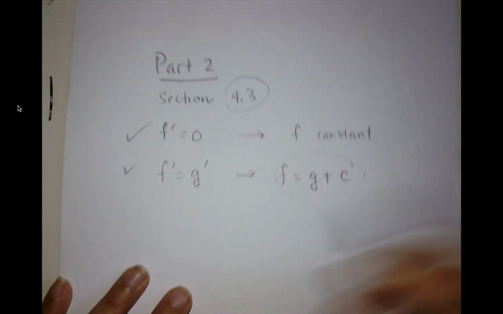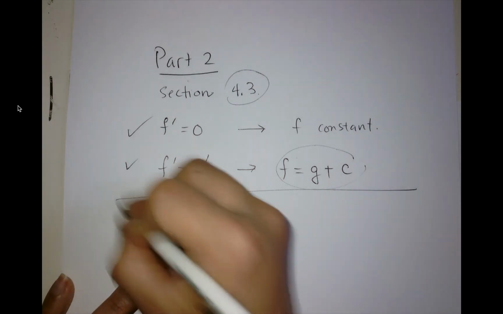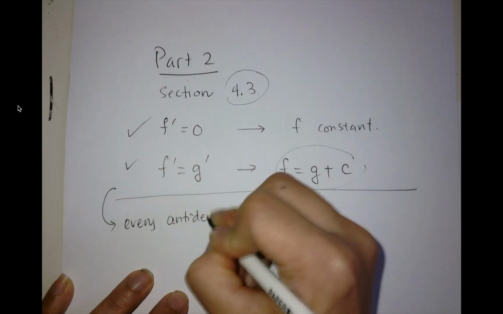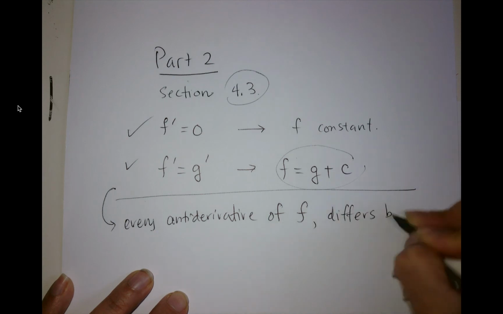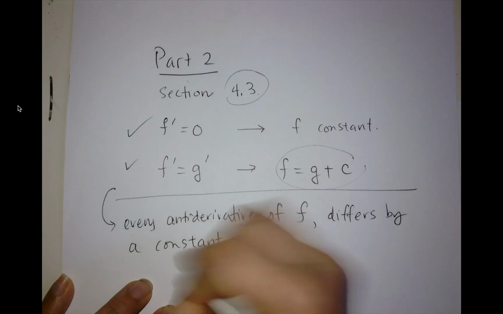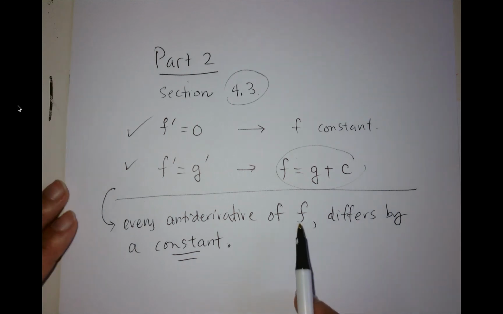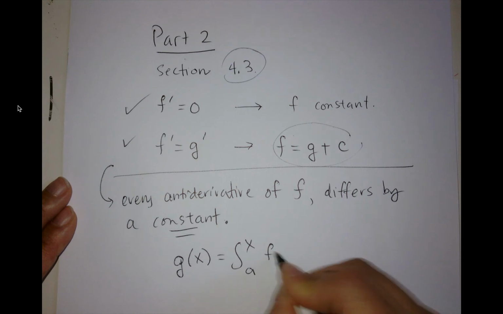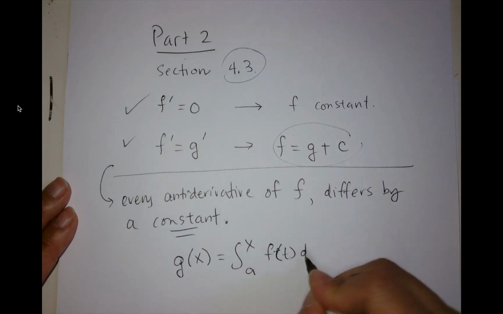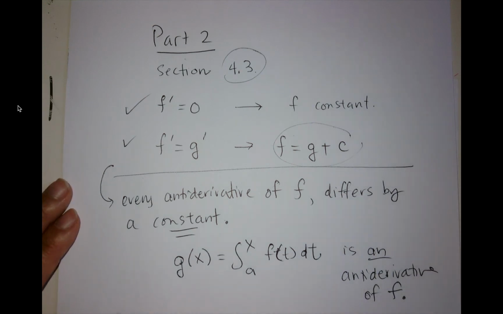Okay, so these go back to section 4.3. So basically what this is saying is that every antiderivative of f differs by a constant. And that's all. So basically the set of all antiderivatives only differ from each other by a constant. So now we know from the fundamental theorem of calculus part 1 that the area so far function is an antiderivative of the function f.